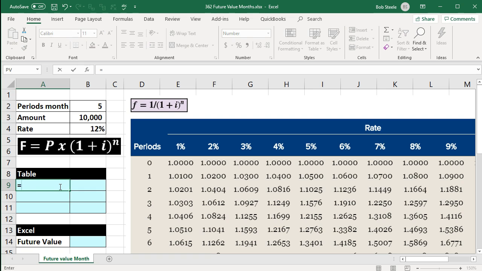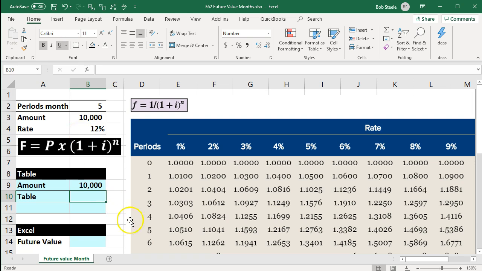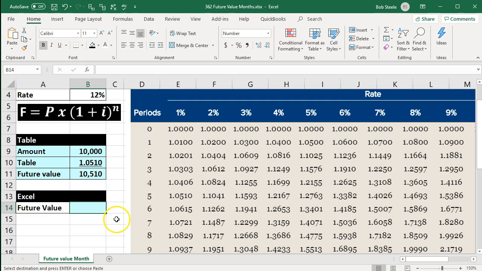So we're going to say from the table, the amount is going to be 10,000. And then from the table, we want the rate of 1% rather than 12%. And then the periods represent 5 months rather than 5 years. And then we can just pick up our number, which will be 1.0510. We can multiply that out, the 10,000 times that amount, and that will give us our future value.